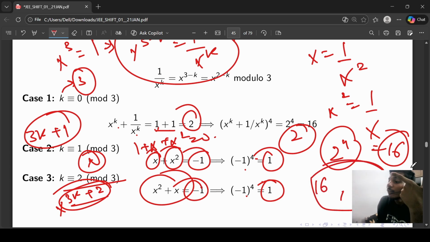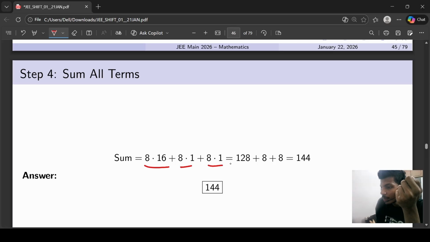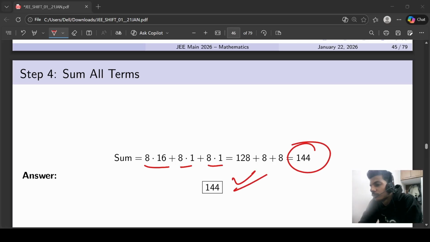Okay, what we have to remember now is that each class has 8 terms. So I am going to multiply each one by 8. Multiply, and this is the final answer I will get. No, 144. A little mistake you have made. Yes or no?